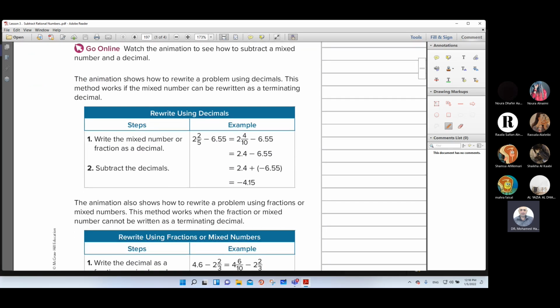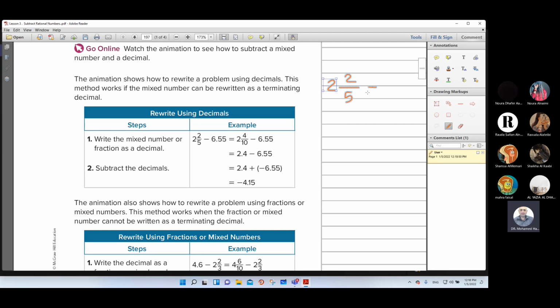Rewrite using decimals. As you see here, write the mixed number or fraction as a decimal. Suppose we have a mixed number here and here we have a decimal. So we can change the mixed number to the decimal. How to change the mixed number to the decimal? I will revise this idea.